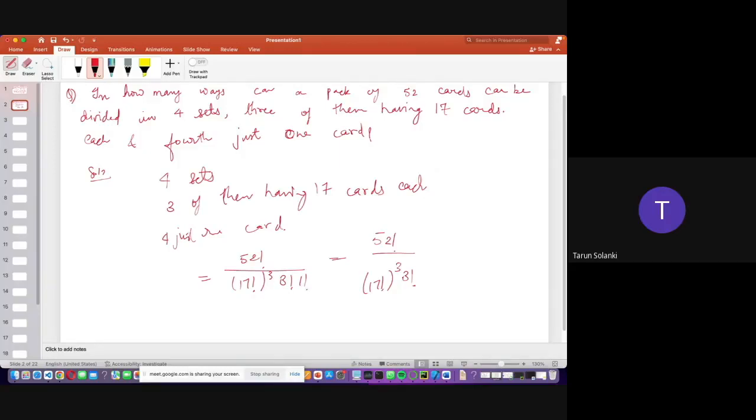Here again, we need to find in how many ways can a pack of 52 cards be divided into 4 sets. So three of them having 17 cards each and the fourth just one card. So the cards are to be divided into 4 sets, three of them having 17 cards each and the fourth one is just one card. So you will write 52 factorial divided by 17 factorial cube into 3 factorial into 1 factorial. Okay. You can later simplify this 52 factorial by 17 factorial cube into 3 factorial also.